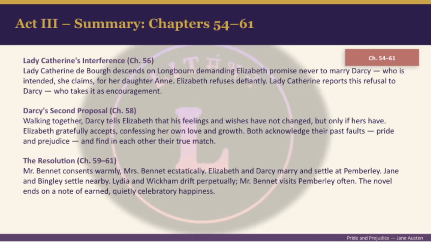In chapters 54 to 61, we see some of the most pivotal moments in the story. First, Lady Catherine de Bourgh makes a dramatic appearance at Longbourn, demanding that Elizabeth promise never to marry Mr. Darcy. She claims Darcy is meant for her daughter, Anne. Elizabeth, however, refuses to be intimidated and stands her ground. This defiant refusal prompts Lady Catherine to report back to Darcy, and interestingly, Darcy interprets her reaction as encouragement rather than disapproval.